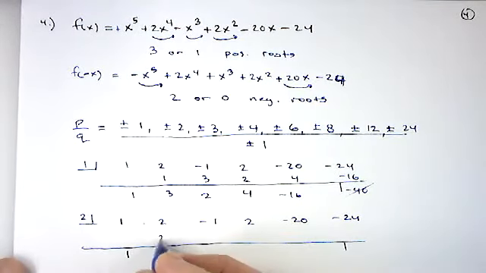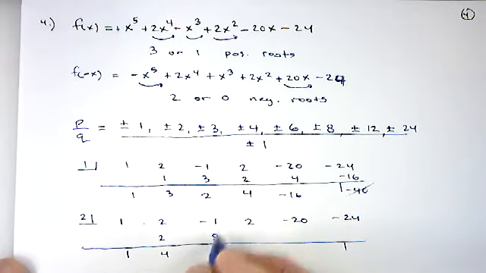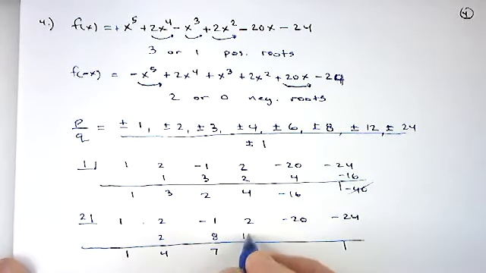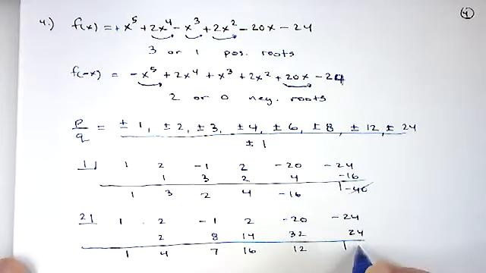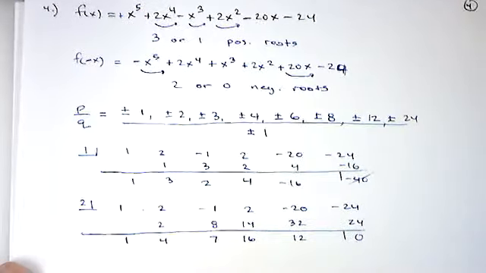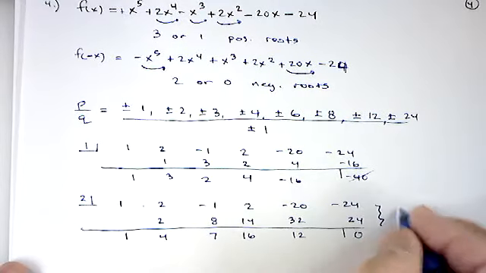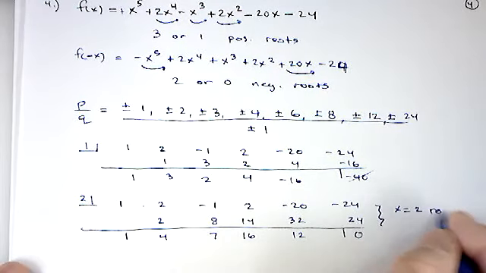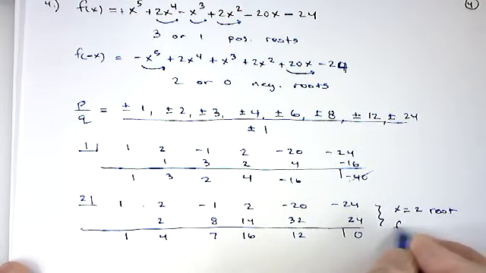One, 2, 4, 8, that's 7, 14, that is 16, 32, negative 12 plus 32 is 12. Good, this is 24. So I get a remainder of 0. So then I know x equals 2 is a root, and my factor is x minus 2.